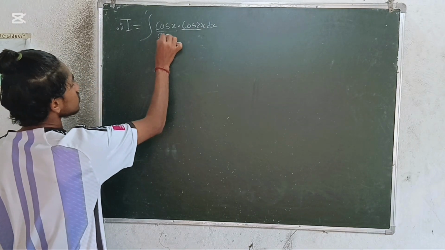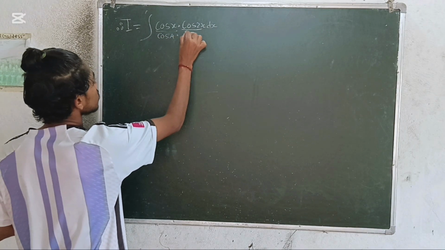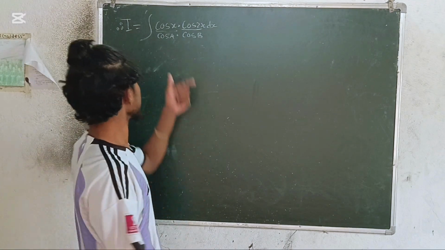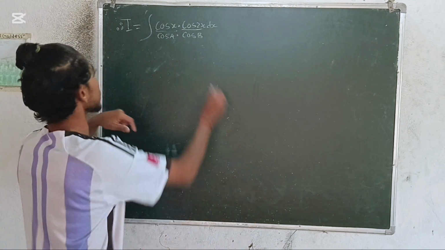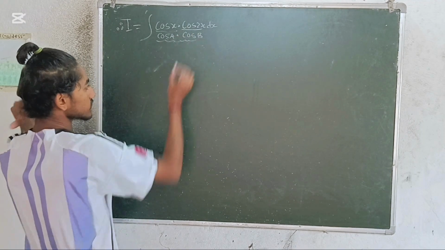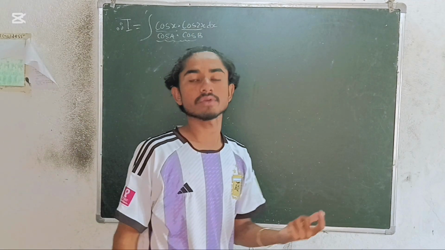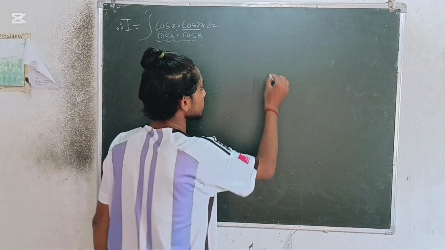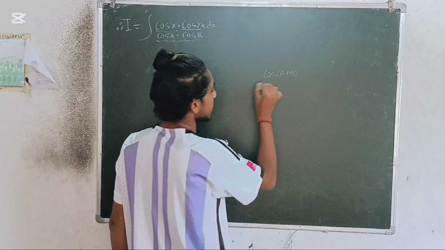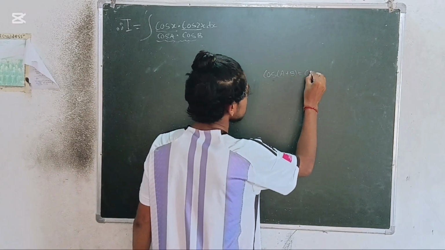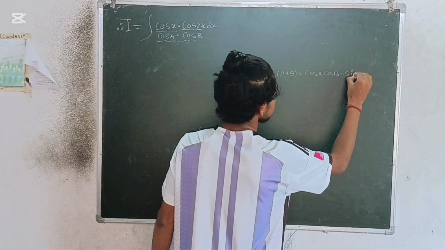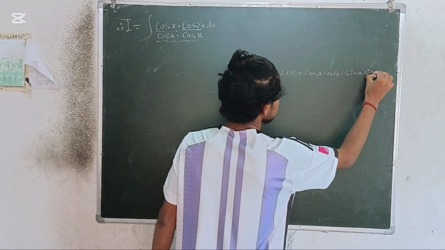This looks like cosine A times cosine B. So we have to get the value of the product of cosine A and cosine B. We can get that by using trigonometric identities. Cosine of A plus B can be written as cosine A cosine B minus sine A sine B.